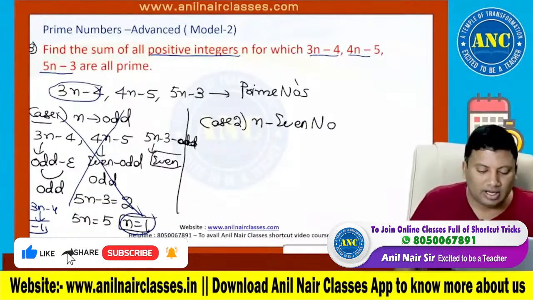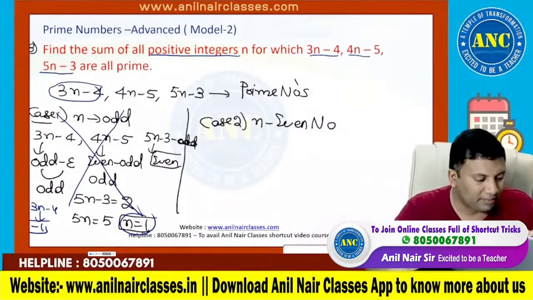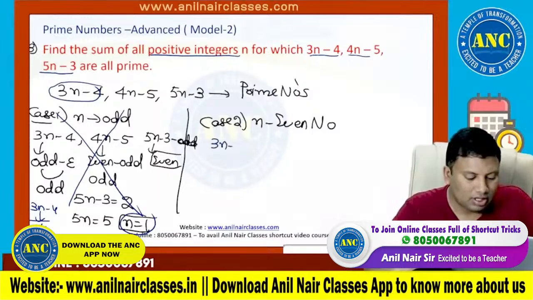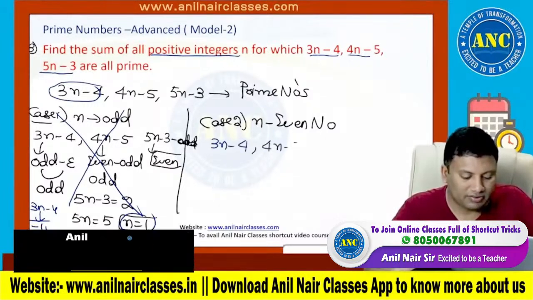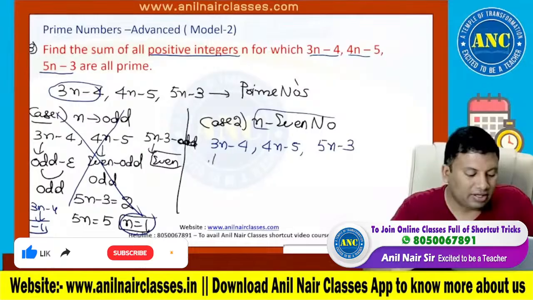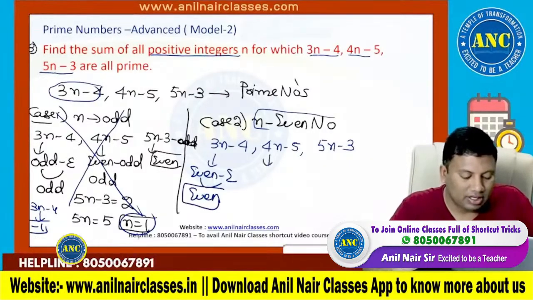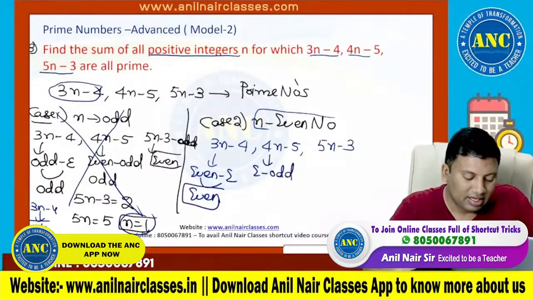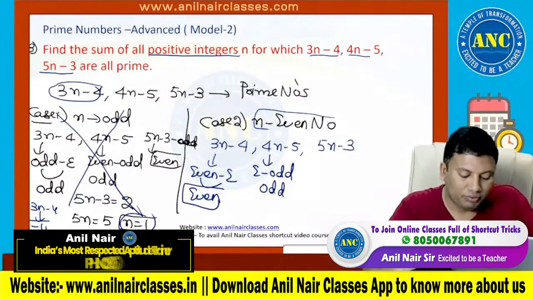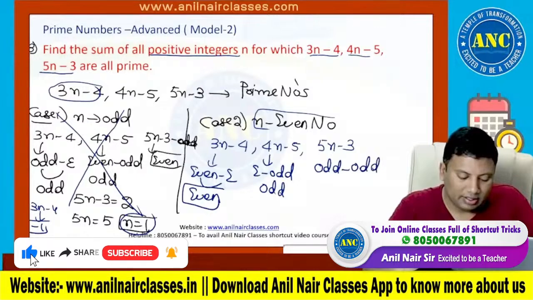Case number 2, n is an even number. So if n is an even number, now if you see here, 3n minus 4, 4n minus 5, 5n minus 3. n is an even number. Even into odd is an even number. 4 is an even number. Even minus even is even. Even into even number is even. Even minus 5 is an odd number. Even into 5 is even. This 3 is also an odd number. Even into odd, minus odd, is odd.